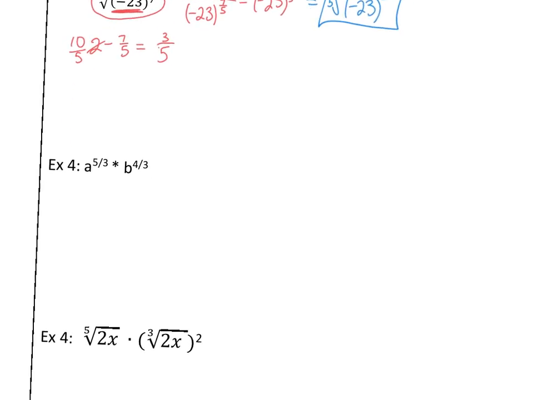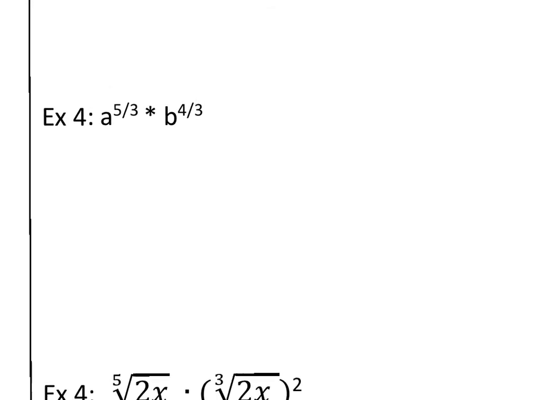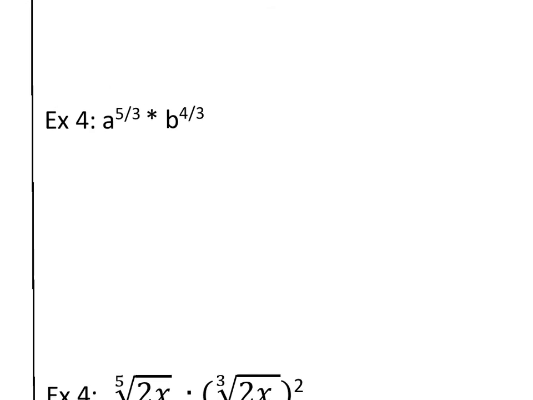All right. We're getting close. Example 4. When we're multiplying, what was the rule on multiplication? Normally you would add, right? But are these like bases? No. So can I do that? No, probably not. But we can go ahead and change them to radical form, right? So change a to the 5/3 into radical form and multiply that by b to the 4/3 in radical form and see what you got.